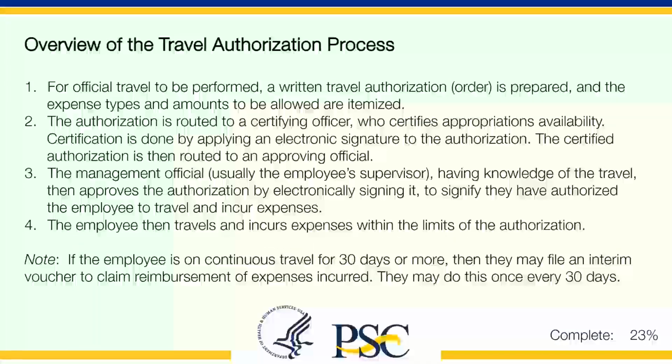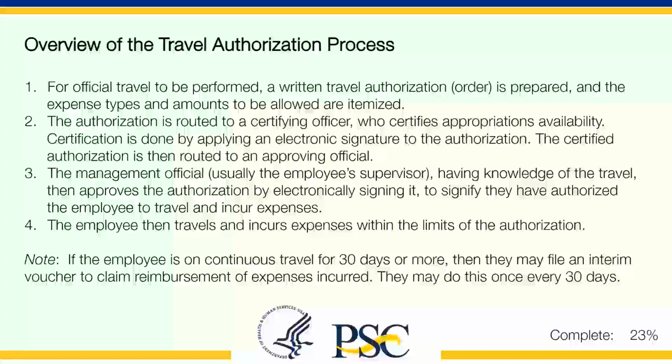Overview of the travel authorization process. Step 1. For official travel to be performed, a written travel authorization, order, is prepared, and the expense types and amounts to be allowed are itemized. Step 2. The authorization is routed to a certifying officer, who certifies appropriations availability. Certification is done by applying an electronic signature to the authorization. The certified authorization is then routed to an approving official.